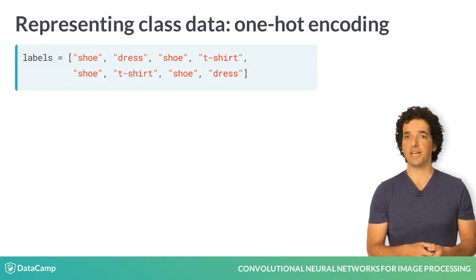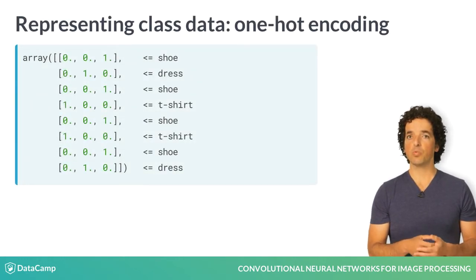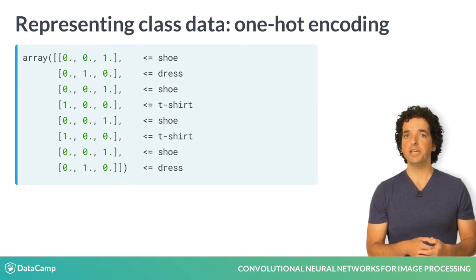How do we represent data for classification? Consider the following series of labels. One mathematically convenient way of representing this data is called one-hot encoding. In this one-hot encoding array, each row represents one sample, and each column corresponds to one of the classes. In each row, all of the values are set to 0, except in the column corresponding to the class from which this image is taken.